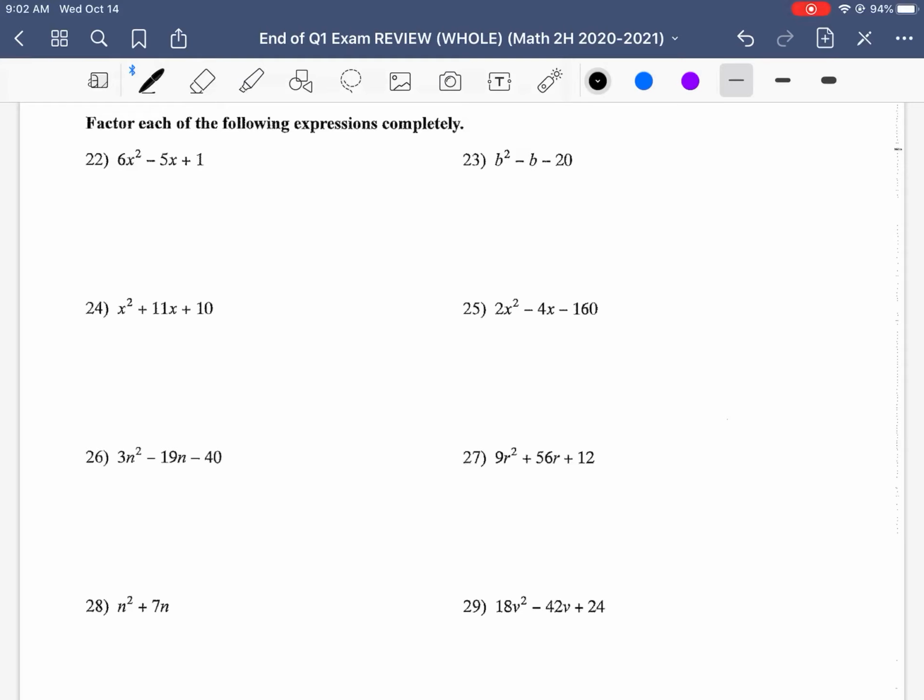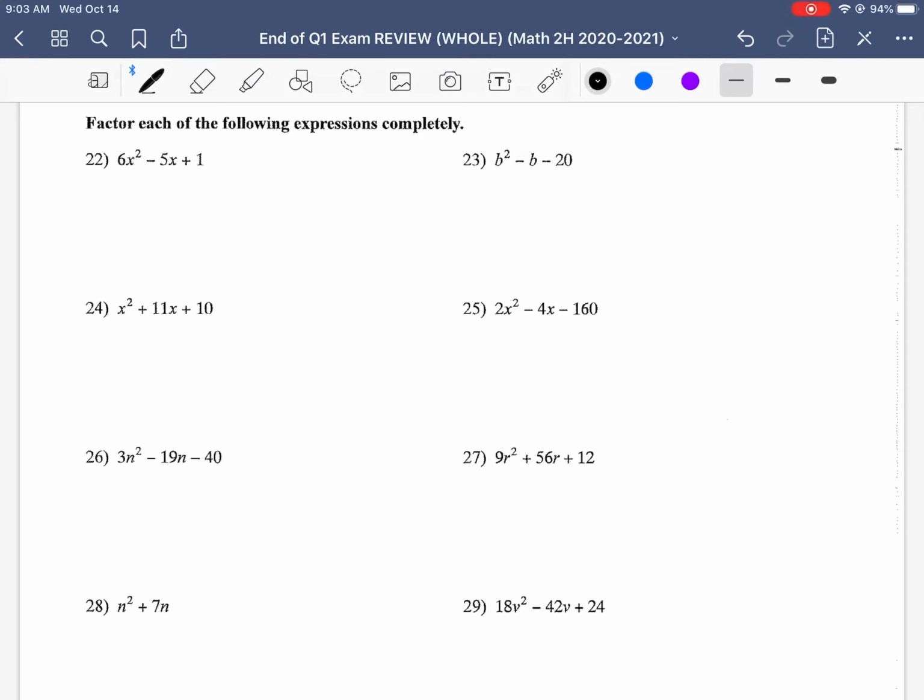This is the last part of the review, focused on factoring and solving by factoring. So this has kind of been the new stuff you guys have done since we've been online. I hope that it's going great. I'm going to work through these again just really quickly. Hopefully you've already tried them on your own, and this is just a way to check or get some help if you need it. So factor each of the following expressions completely.